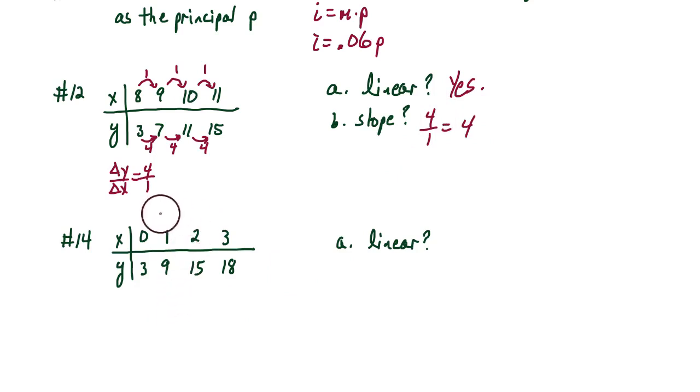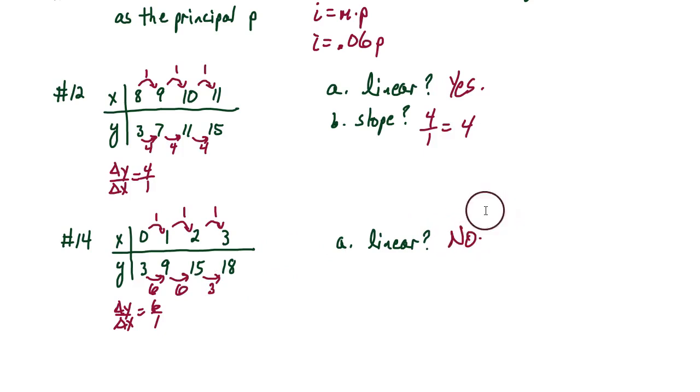Number 14, same question. When x is changing by 1 unit, y is increasing by 6 units. The rate of change between y and x, between those two dots, is 6 to 1. Now between here, this changes by 1 and this changes by 6. Same rate of change. From here to here, this is changing by 1 unit. This is changing by 3. That's not the same rate of change. This is not linear. Those dots do not line up in a straight line.